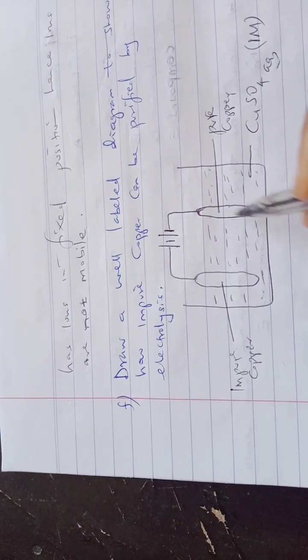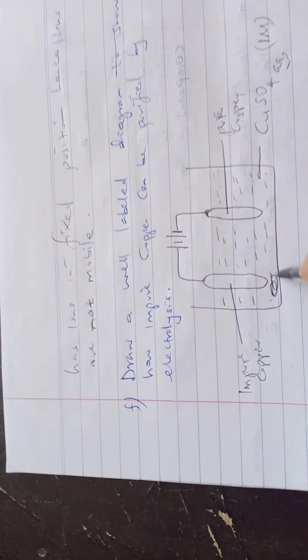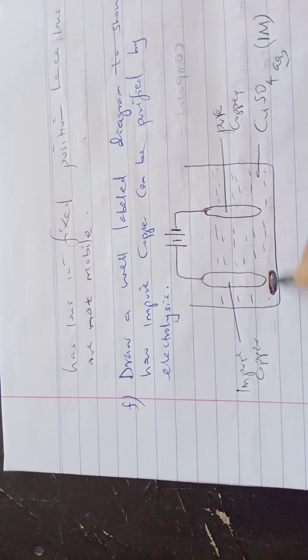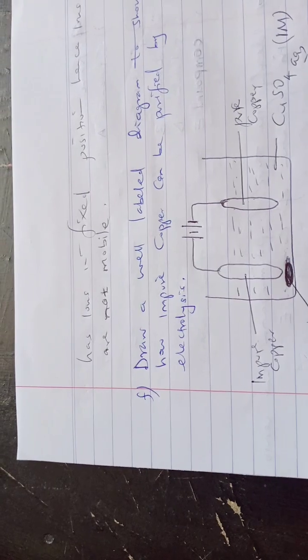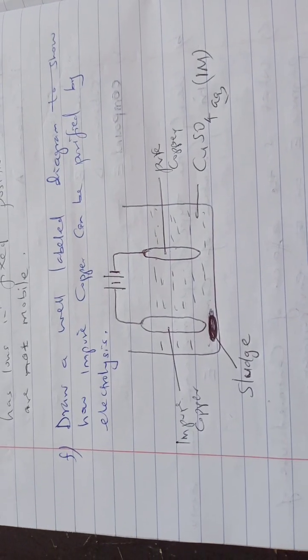So what happens is that now this metal goes into solution. If it goes into solution, the copper ions come this side, and then copper will be formed on the surface of the pure copper. So all this copper that is here will be formed here, and then impurities fall to the bottom of the beaker. So these are the impurities, and the impurities we call them what? Sludge. So sludge are the impurities that are formed during electrolysis, like that, and you get your full marks.